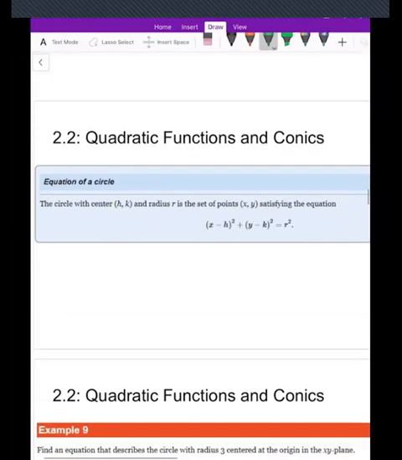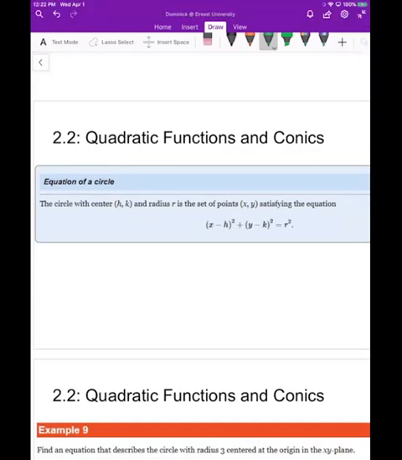Okay, guys, welcome. So this is a continuation of the first part of section 2.2 on quadratic functions and conics. We're now going to talk about the conics part of this lesson.